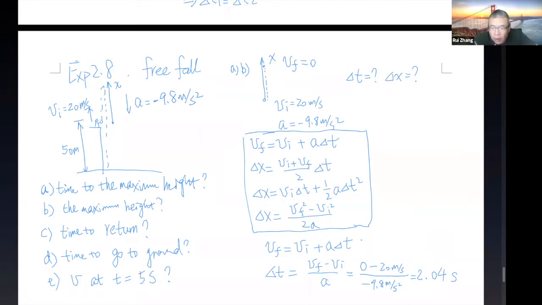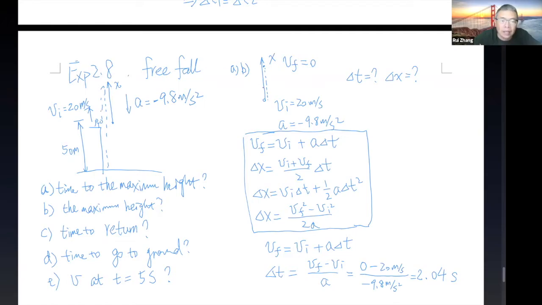Now, one thing you notice here is that this negative sign is critical. Without the minus sign, if you say acceleration is positive, then according to this, you get a negative 2.04 seconds, which is certainly meaningless. You certainly don't expect anything to happen in negative time. A negative time interval is meaningless. That tells you how critical it is to specify the sign correctly, and that's certainly related to the way we define our coordinate system.